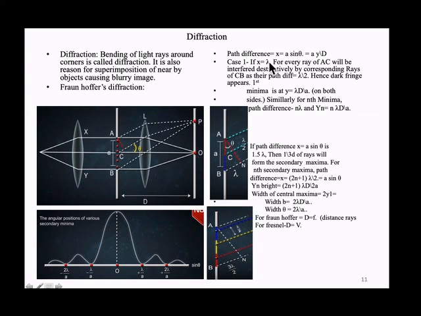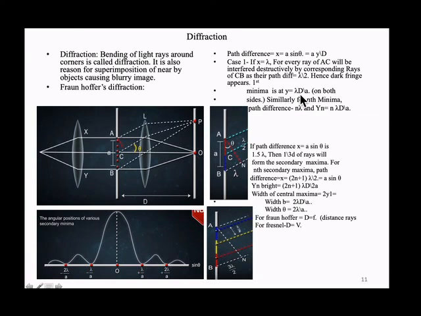Let us see. Let us say this is the path difference x, which is a sine theta, as we have seen, a into y by d. This is y, this is d. If the path difference is lambda, that means I am totally getting destructive interference and a dark fringe. So the y minima I am getting at lambda into d by a on both sides.